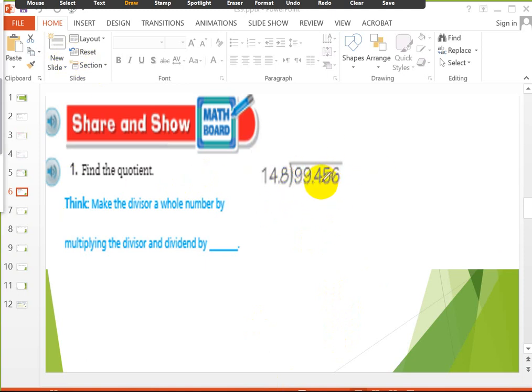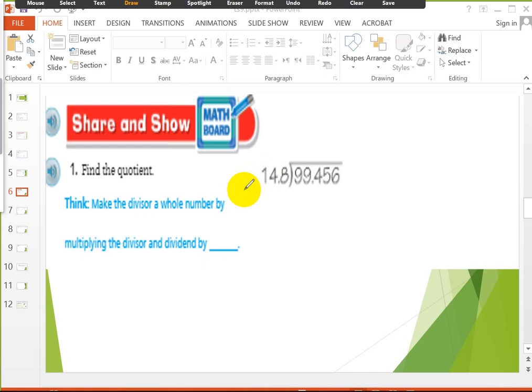99 and 456 thousandths, I want to divide it by 14 and 8 tenths. So what is the quotient right here? To find the quotient, I have first to make the divisor a whole number. So I know how to make it. Yesterday I told you I have to multiply the dividend and the divisor by the same power of 10.